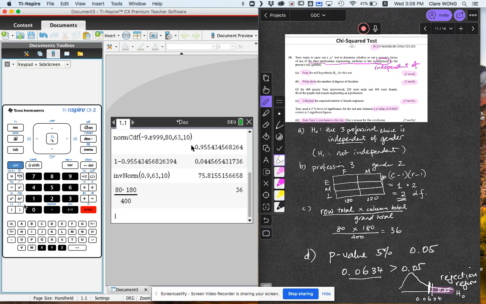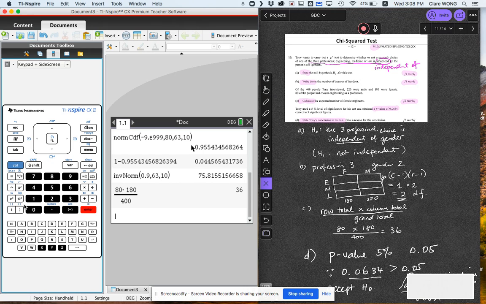So in that case, we have to accept H naught. Because 0.0634 is greater than 0.05, we accept H naught. That's all you need to answer. You don't need to even draw this diagram. This diagram is for me to help you understand what the p-value is.